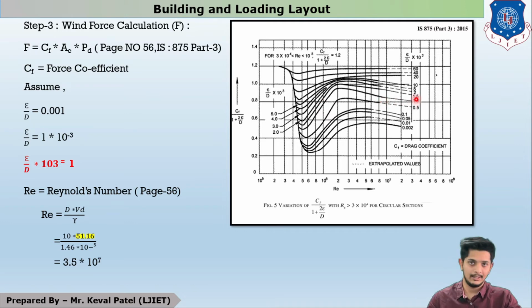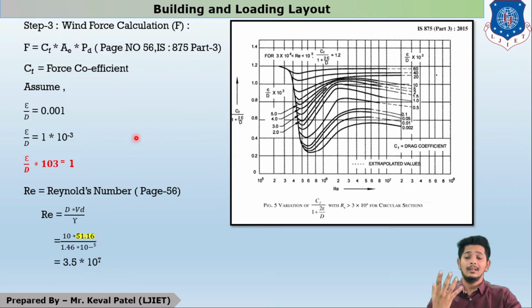We are assuming this. Now, how to calculate RE, Reynolds number? If we put one value and two values, then we can get CF. So we have to find out RE value. For RE value, there is a formula given on page number 56, D into VD upon gamma. Now, gamma should be taken as 1.46 into 10 raised to minus 5. It is also mentioned on page number 56.